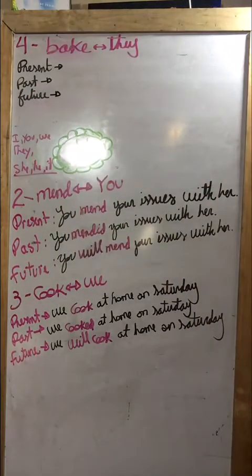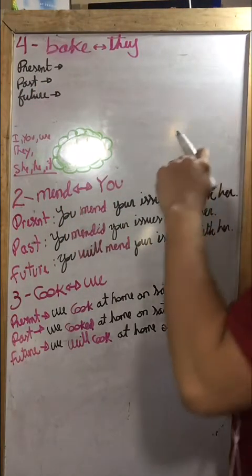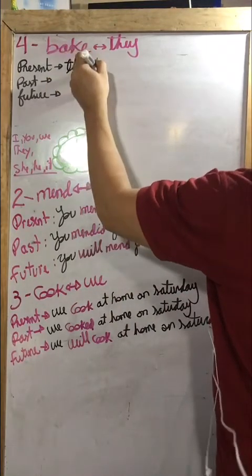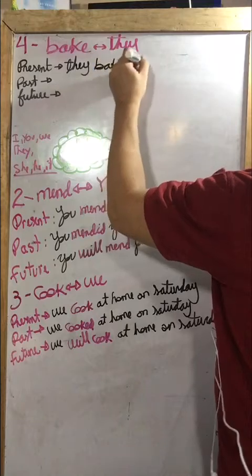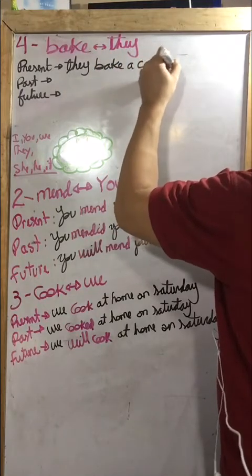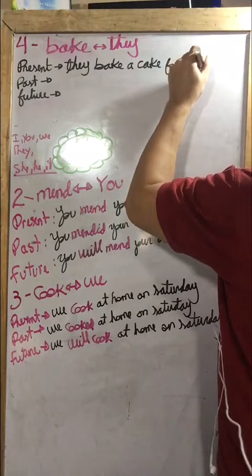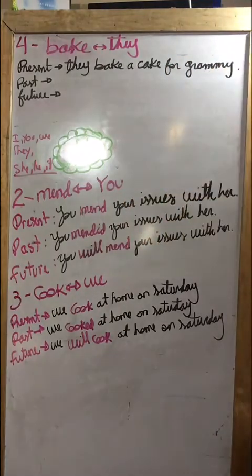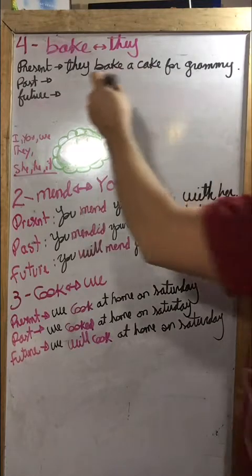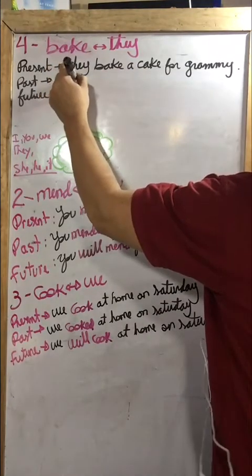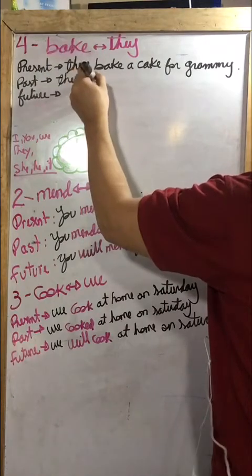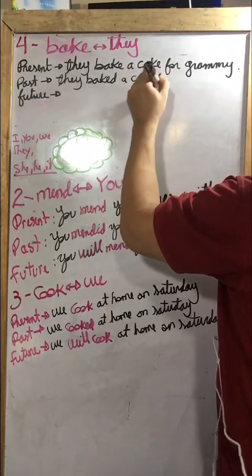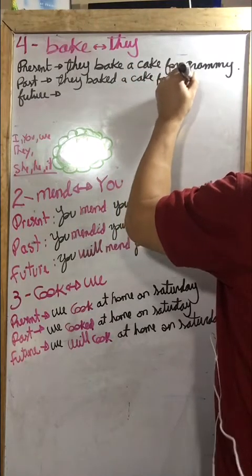Okay, so we have the three sentences. What would be the first? They bake a cake for Grammy. Grammy is an endearment way to say grandma, okay? And then we have the next one. They baked, because it's regular, a cake for Grammy.